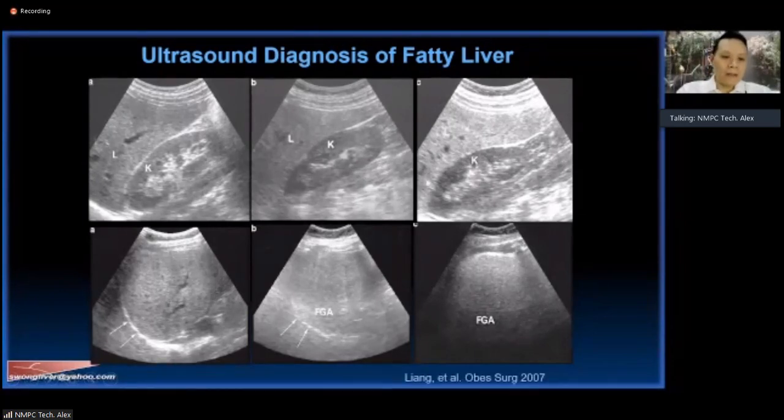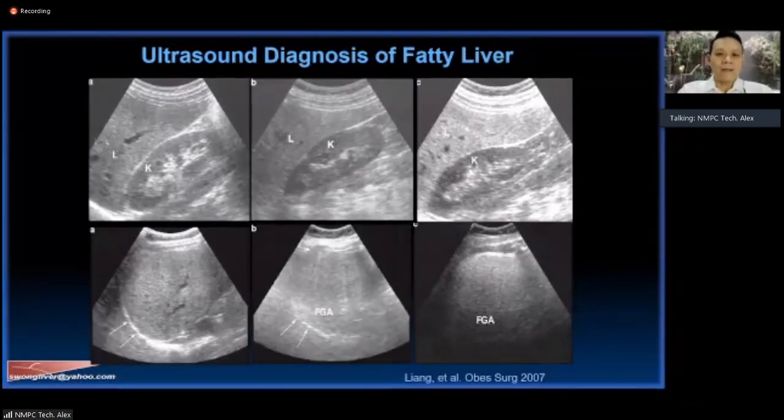Other things that they look at is, of course, the blood vessels. So here you can still see the blood vessels as well as the diaphragm. But here, in this case of severe fatty liver, you can see that it's very hard to distinguish the normal intrahepatic blood vessels, and you cannot see the diaphragm clearly anymore in patients with severe fatty liver. Now, of course, these are well and good. These are good ways for our radiologists to grade fatty liver into mild, moderate, severe.